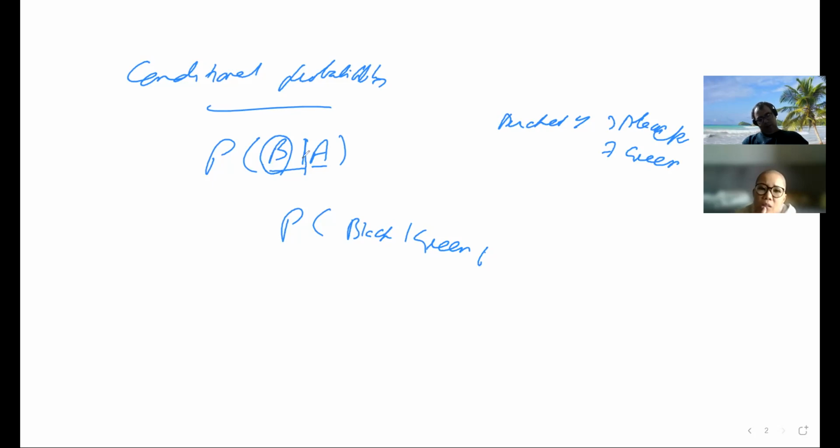Okay, let me give it like this. As I have given you the example, a bucket of 10 balls, 3 black and 7 green. If I say that you have to find the probability of a black ball, what would be the answer?